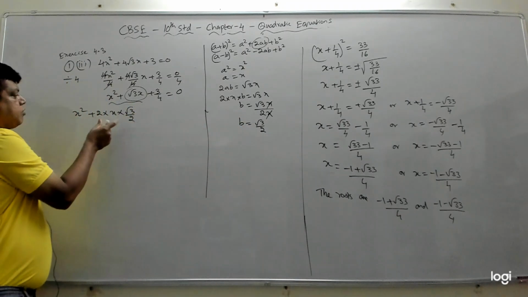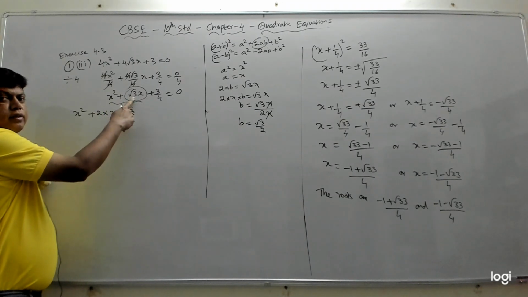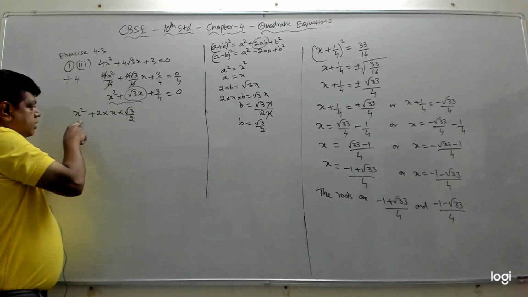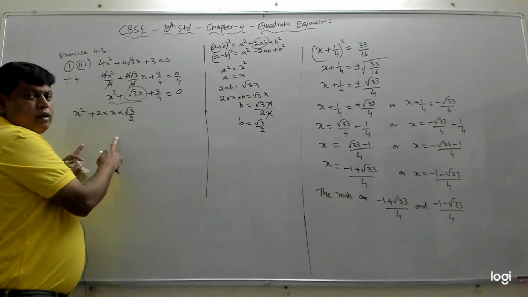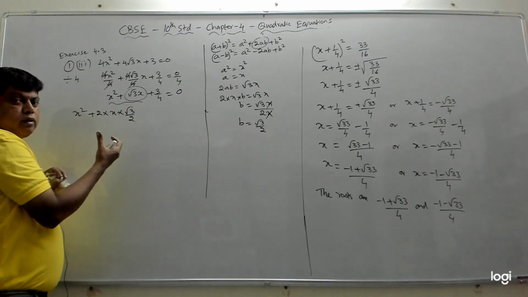Now if you multiply all this, what do you get? The 2 will get cancelled, x into root 3, I will get back this. This x square is this. So the same two terms I have rewritten in the form of a square plus 2ab. Now once I know a square and 2ab, we need to get plus b square.